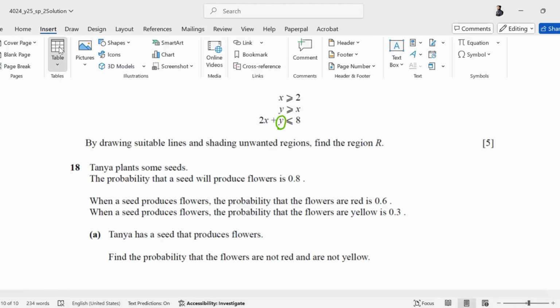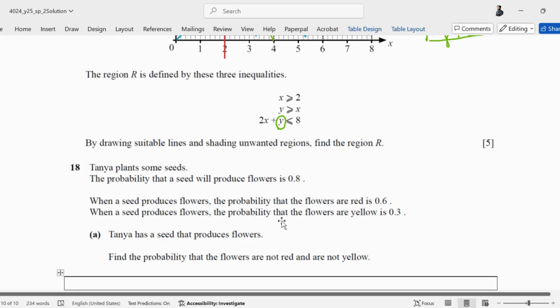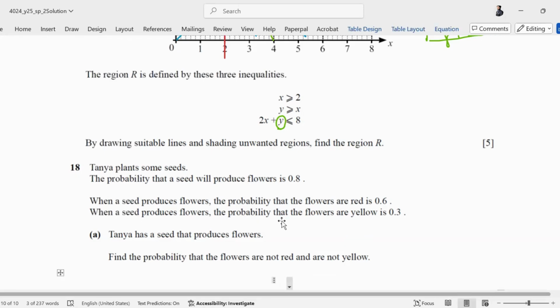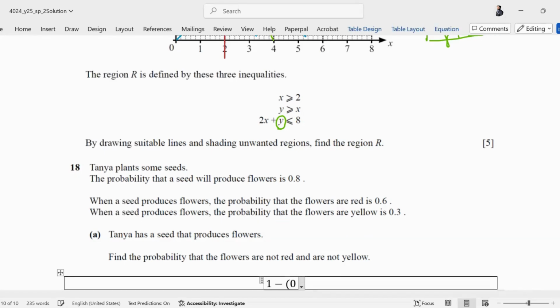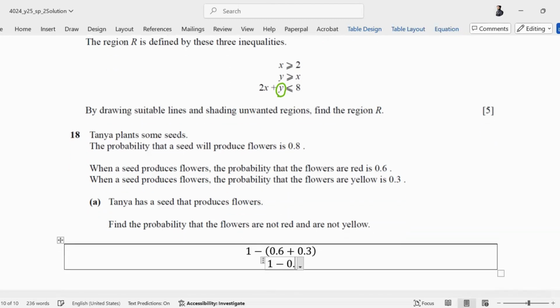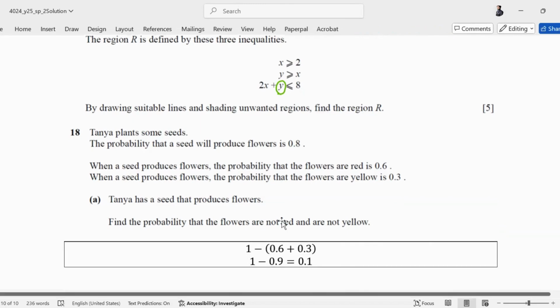So once it produces flowers, the total probability is supposed to be 1, and out of that, 0.6 is the probability of producing red, 0.3 is the probability of producing yellow. If I subtract that from 1, I'll end up getting 0.1, which is the probability that they are neither red nor yellow.